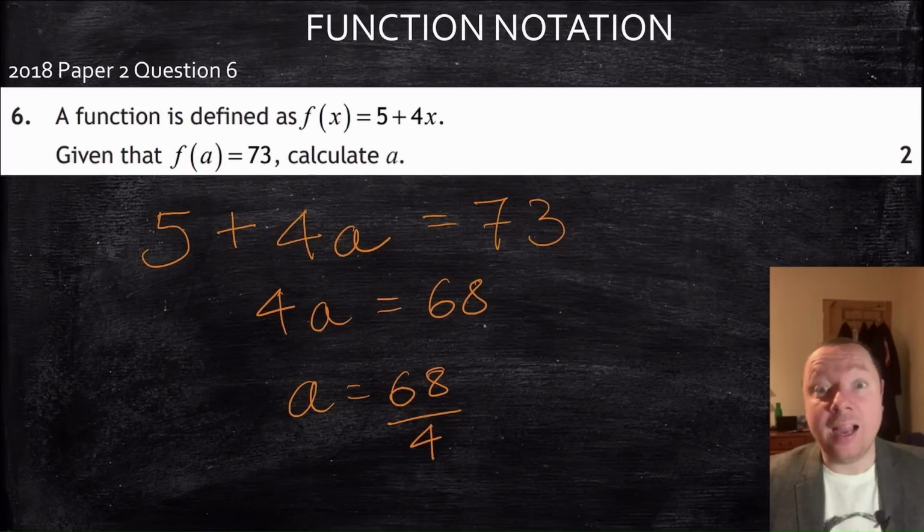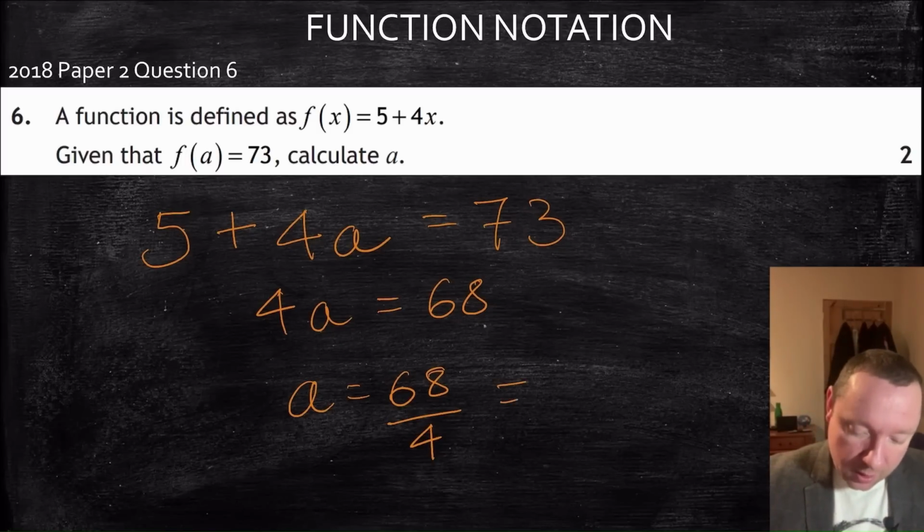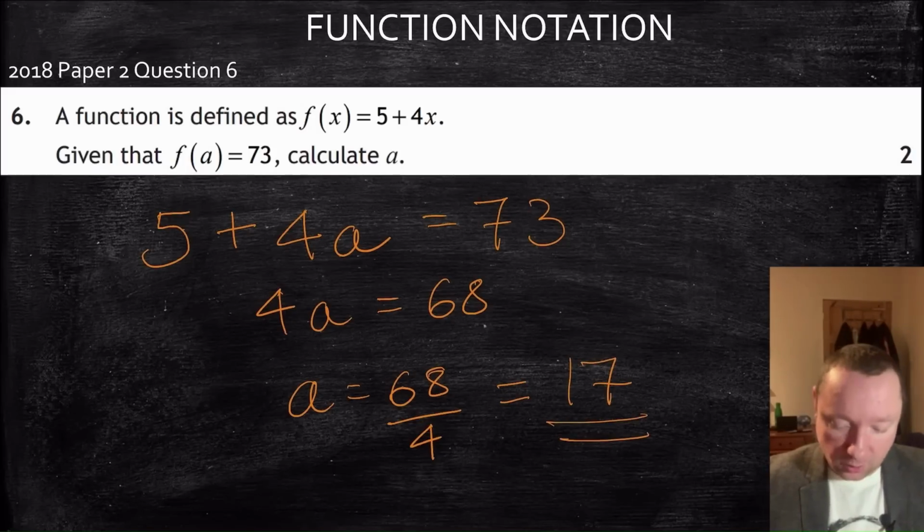And again, you can just calculate for this one because it is a calculator paper. But 4 goes into 6 once. 4 sevens is 28. You would get 17 as your final answer.